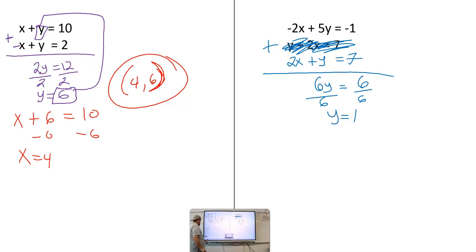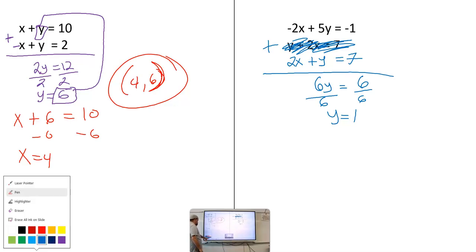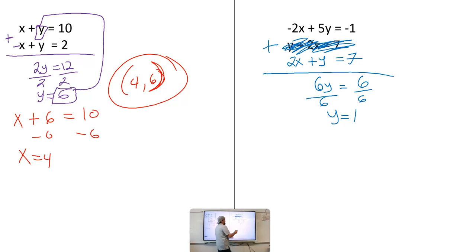Okay, let's go ahead and plug it back into one of the original equations. Well, I think it's going to be easiest to plug it back into this one, because I won't have to do any multiplying like I would if I plugged it back into the 5y. But once again, you can do either one. It will give you the same answer if you do it correctly.